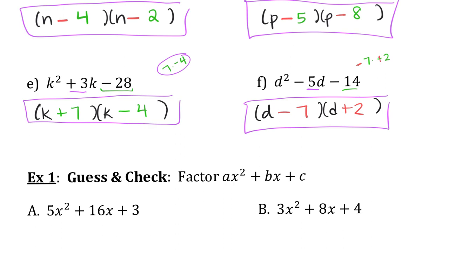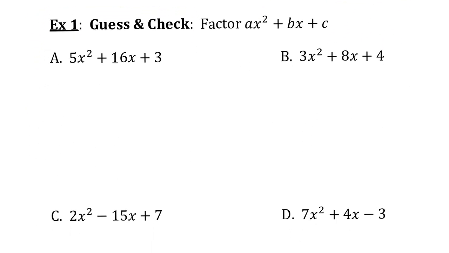Okay, now we're going to factor ax squared plus bx plus c. That just means there is a coefficient that is not 1 in front of the x squared. Because of that, they're a little harder to do in our heads. Okay, now you did this in Algebra 1, but you all learned different methods. So the first method we're going to try is called guess and check.